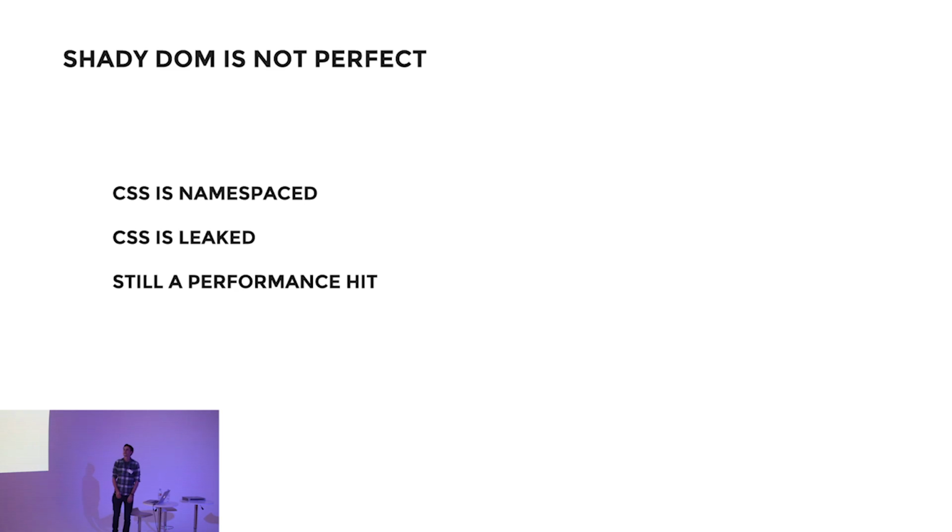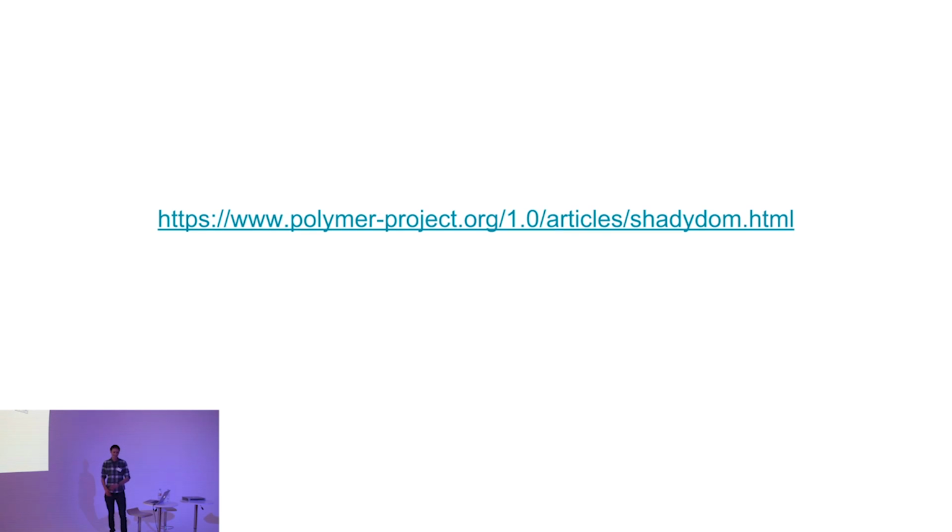Shady DOM, however, is not perfect. You still get a performance hit. CSS is namespaced, so what Polymer has to do is add a class to every single element within your component, and then rewrite the CSS so each class is prefixed with that element name. It does mean that CSS is leaked across the app, but it is namespaced, but it's still a bit horrible. But it's way better than using the polyfill, so that's a plus. That's a really brief introduction to it, but there's a really good article online about Shady DOM, so I recommend going over it.